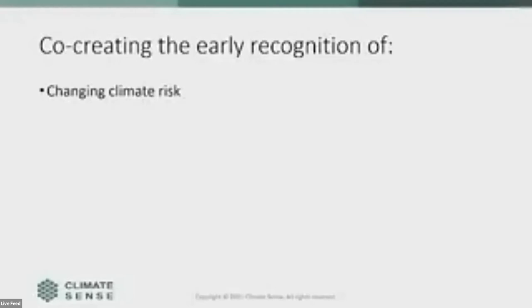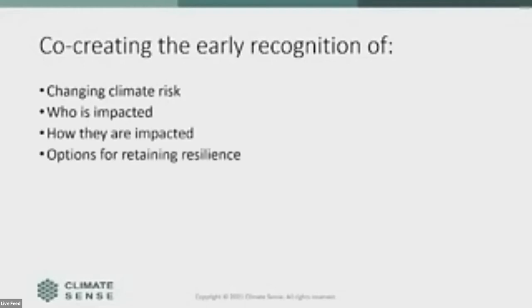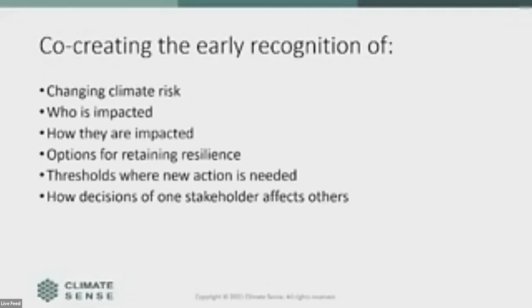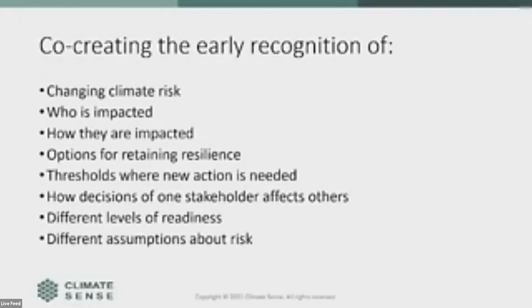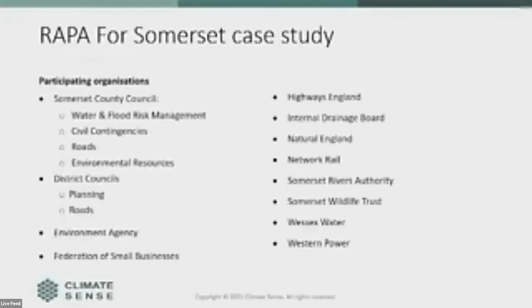We can collectively recognize what the changing climate risks will be, who is impacted, how they're impacted, options for retaining resilience at a systemic level, thresholds where new action can be needed and existing plans or future plans stop functioning effectively, how decisions of one stakeholder affect others, different levels of readiness for those threshold conditions and those changing climate conditions, and what different assumptions people have about the nature of risk and how it can be addressed. And also understand where the gaps in understanding are.